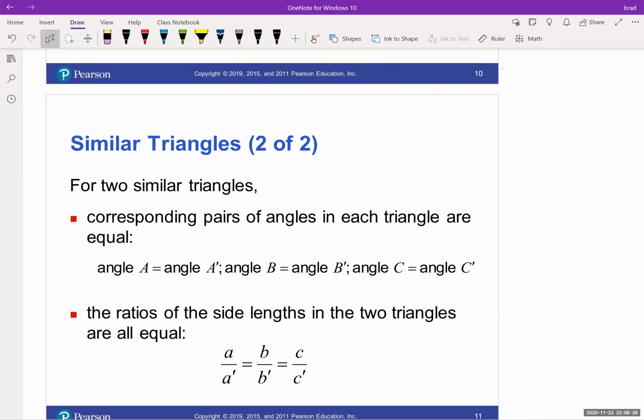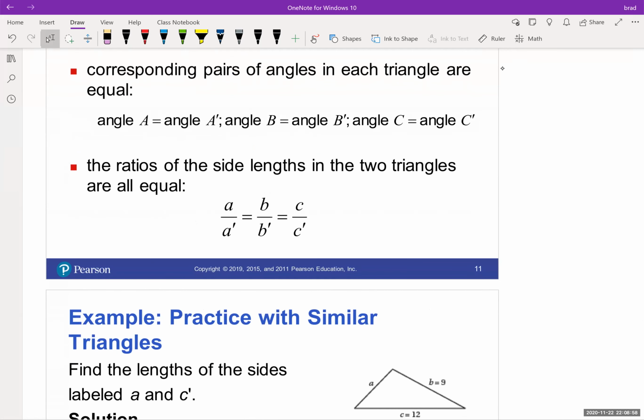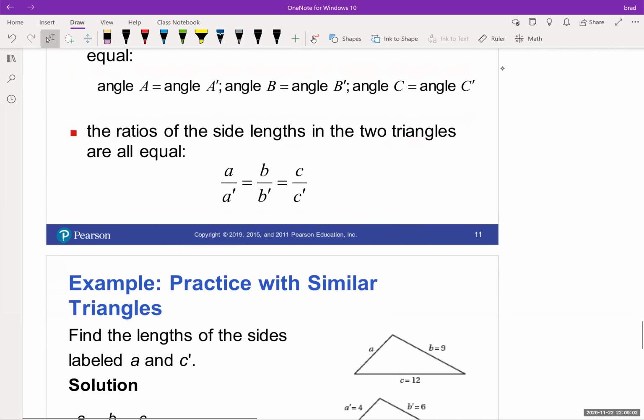For two similar triangles, corresponding pairs of angles in each triangle are equal. So angle A equals A prime, angle B equals B prime, angle C equals C prime. What they're telling you is the angles are the same, so that's no big deal. The ratios of the side lengths in the two triangles are all equal. That's a fancy way of doing it.